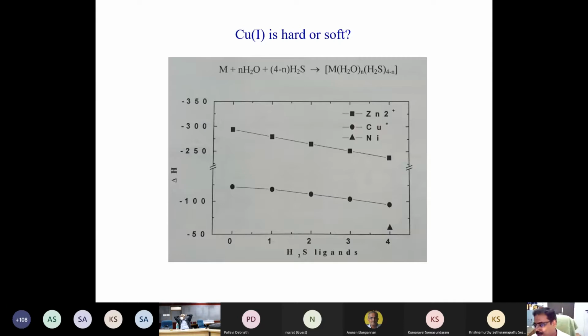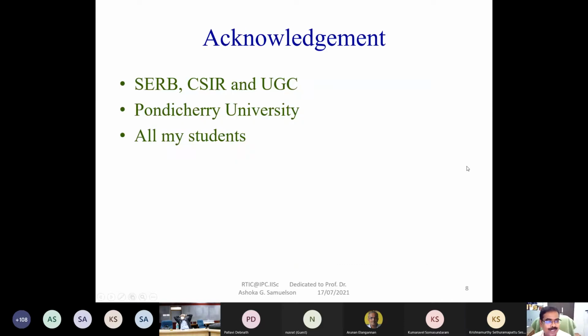So these are the things that I could do in Professor AJ's lab when I was a student. Now I am getting to my independent work here at Pondicherry University. Before getting to that, I would like to thank SERB, CSIR, and UGC for funding, and also Pondicherry University for the facilities, and all my students.